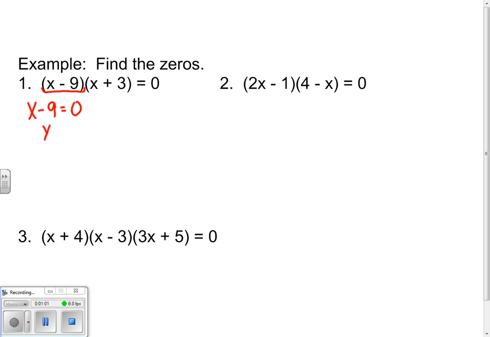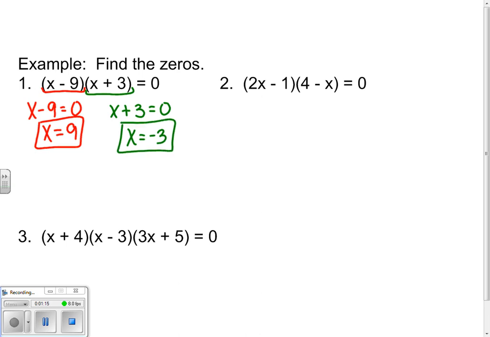If I add 9 to both sides, I get x equals positive 9. For the second one, I can do the same thing. Take that x plus 3, set it equal to 0, subtract 3 from both sides, and I get negative 3. So you're taking every factor that you have, setting it equal to 0, and solving. But there is a shortcut. Focus on the signs for a second. When the factor is x minus 9, your answer's positive 9. When the factor is x plus 3, your answer's negative 3. From factor to root, your answers are opposite signs.